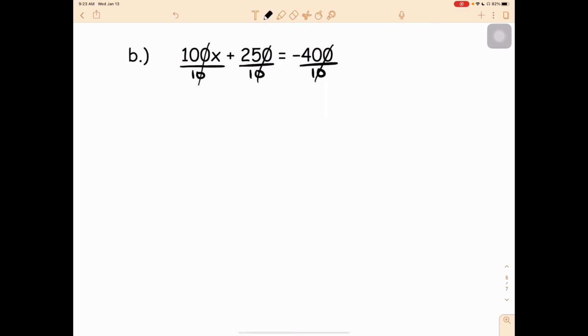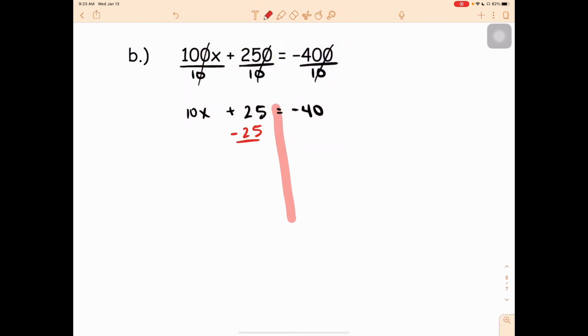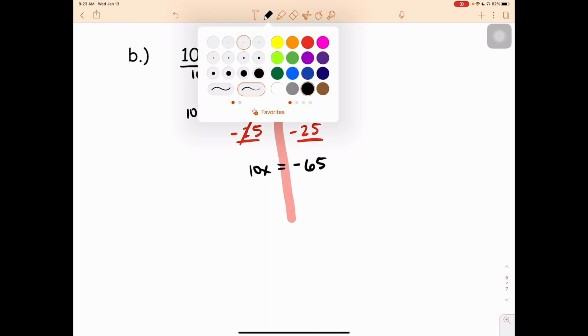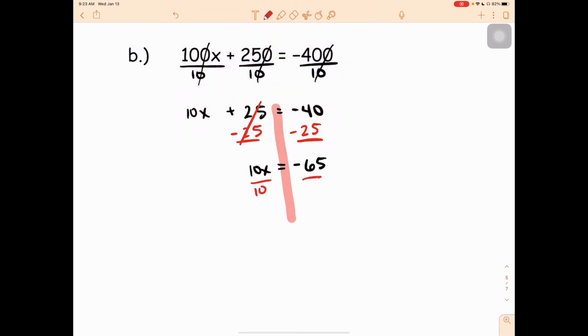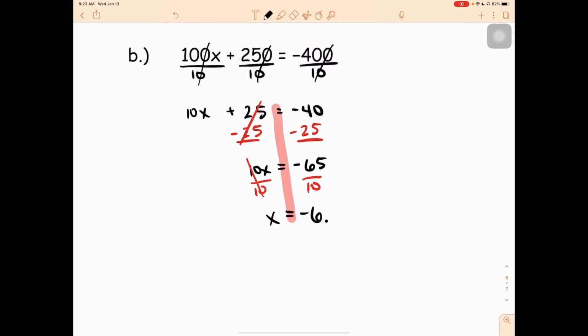These cancel out one of the zeros. So now we have 10x plus 25 equals negative 40. So now we can draw a line and go ahead and solve for this problem. Subtract 25 on both sides. We're going to have 10x equals negative 65. Divide both sides by 10. So we're going to have x equals negative 6.5. And you would have gotten that same answer if you had just done it with the hundreds. That's totally fine. Okay.